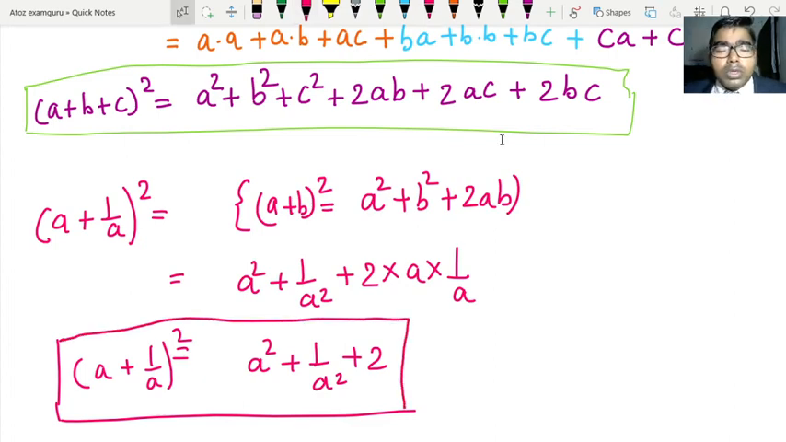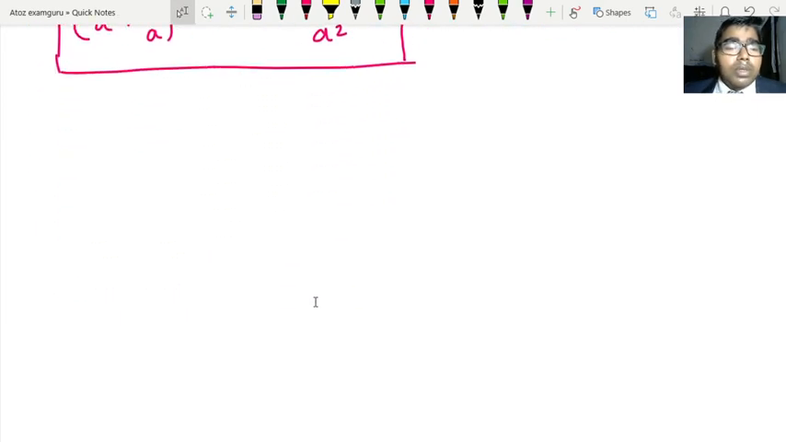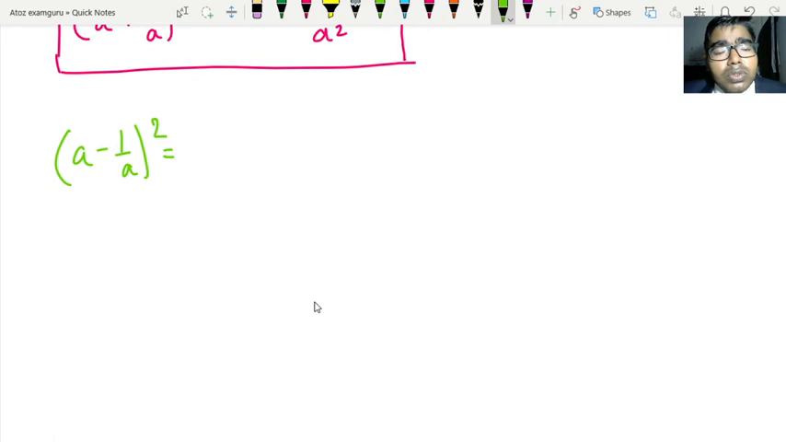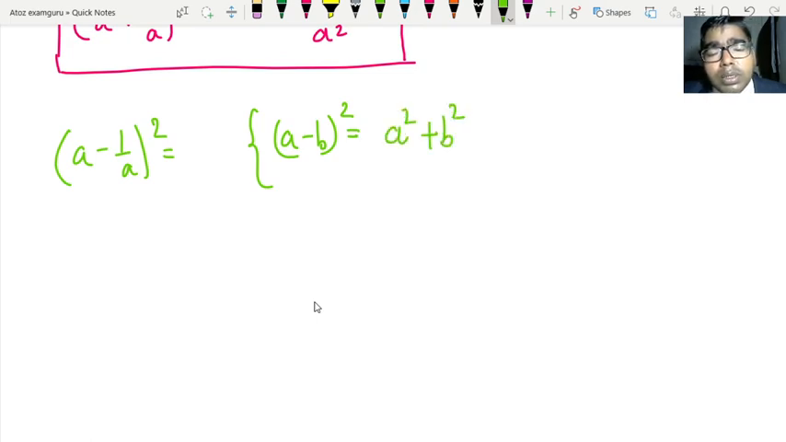Now move to the next formula, and that formula is (a + 1/a)². Next one is (a - 1/a)². Right friends? So in this you can use (a - b)². This gives you a² + b² - 2ab.